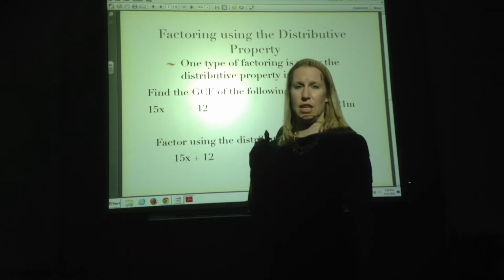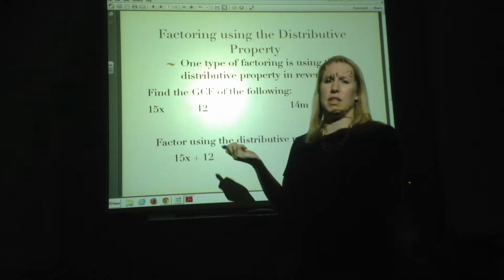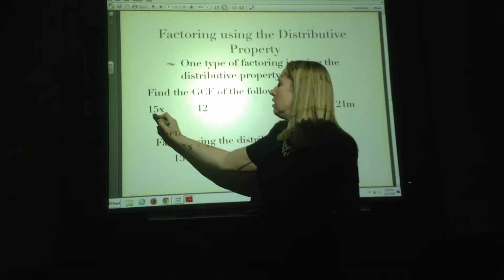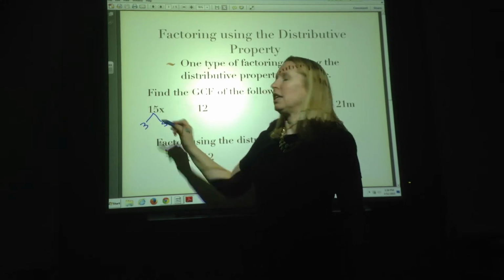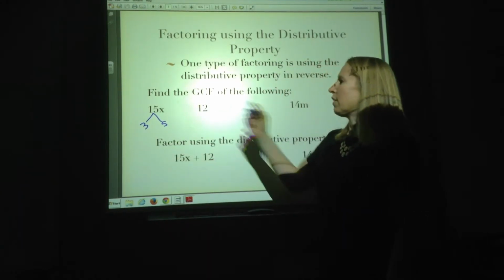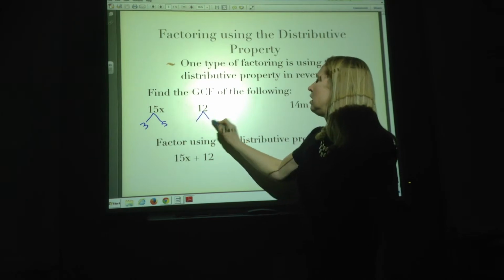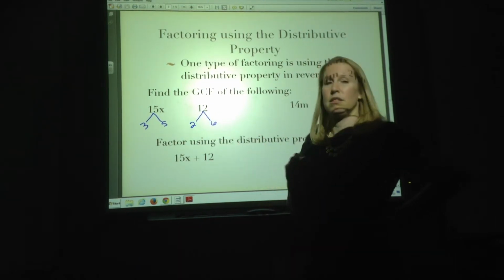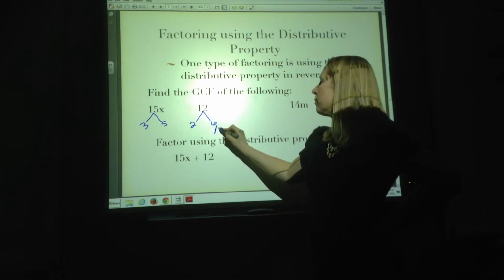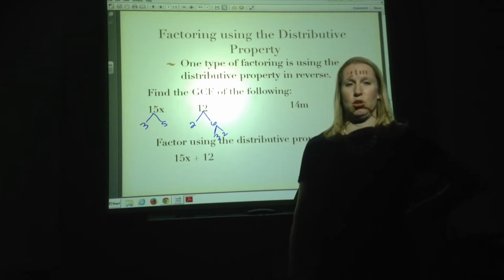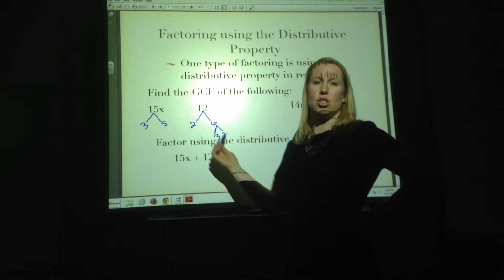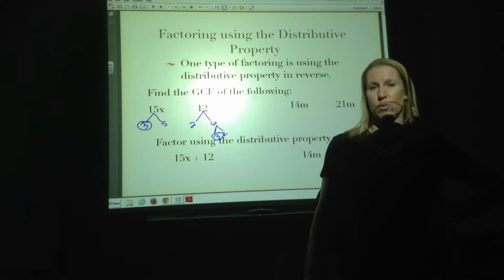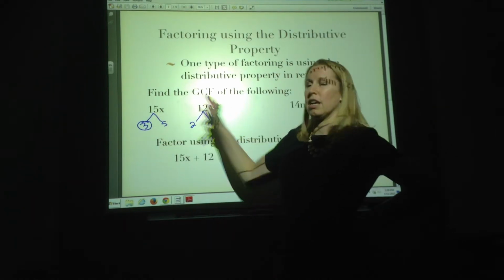So if I start with the 15x, I know this has an x, but the 12 doesn't have an x, so that would not be a common factor. So if I start with the 15, I know 15 is 3 times 5. If I go to the 12, well, let's see, 12 is 2 times 6, but I can break 6 down more. 6 is 3 times 2. So the only thing that matches are the 3's. So the common factor would be 3 in 15x and 12.